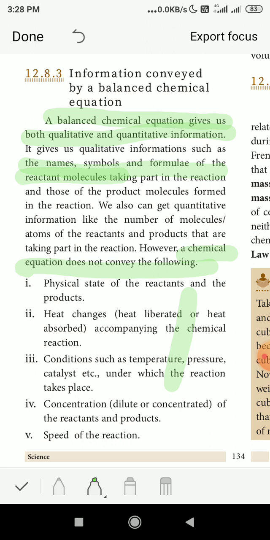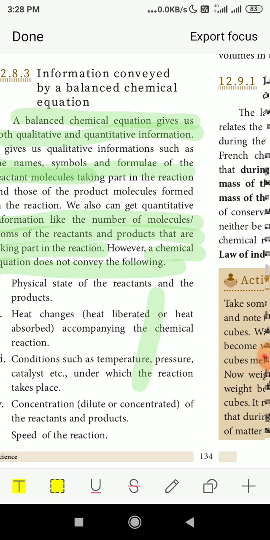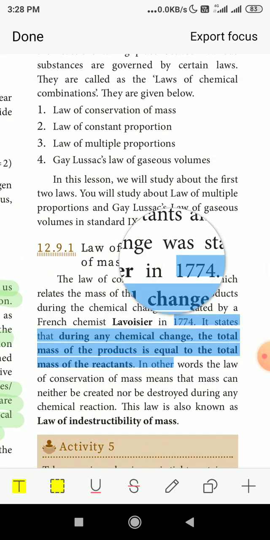How much of the reactants and the products are taking part in the reaction will also be mentioned in the chemical equation. So what is mentioned and what is not mentioned in a chemical equation, I think you are clear about that. So next comes the law of conservation.